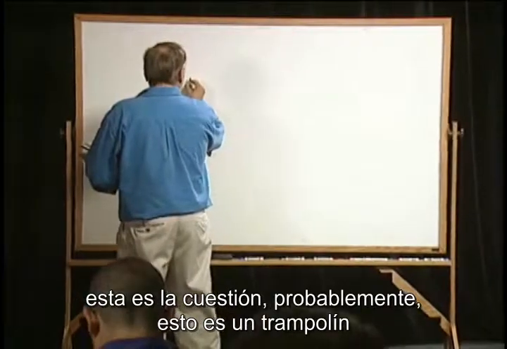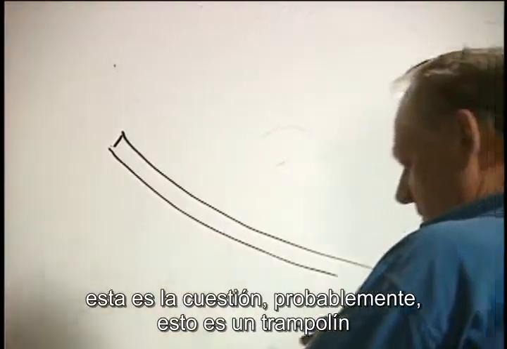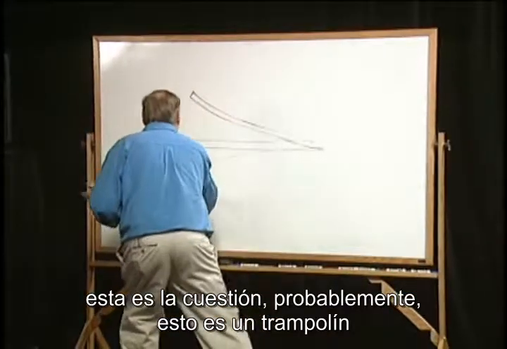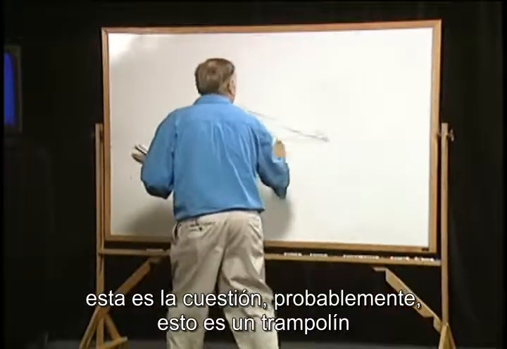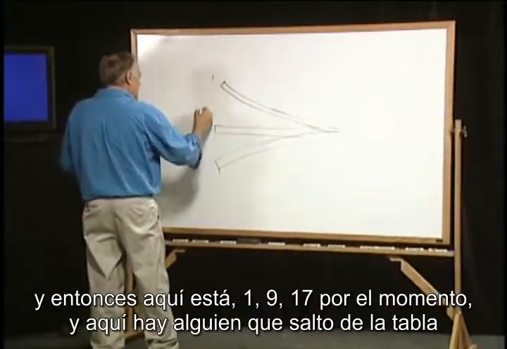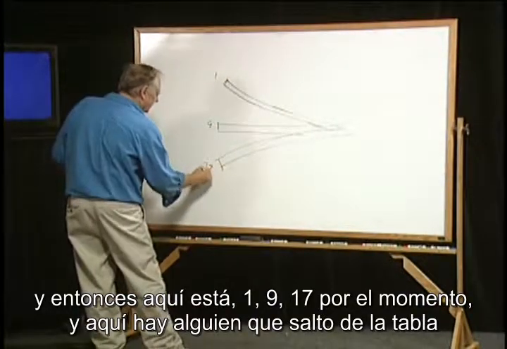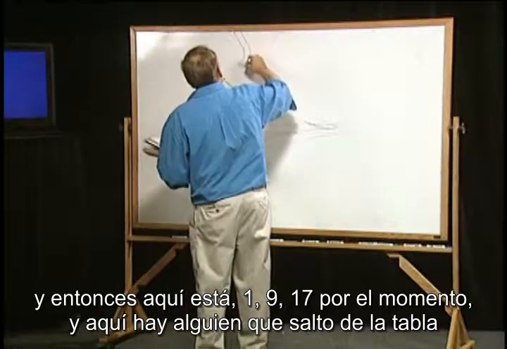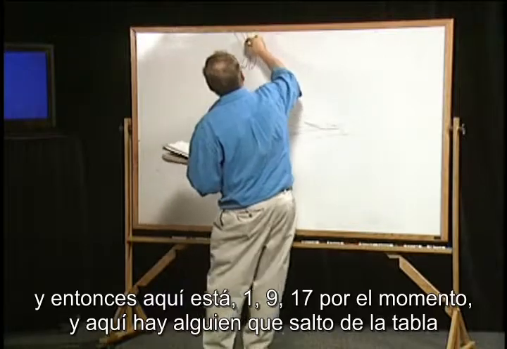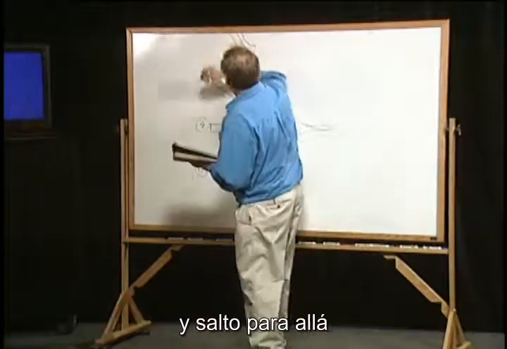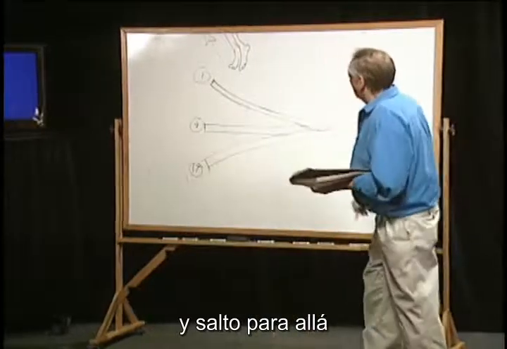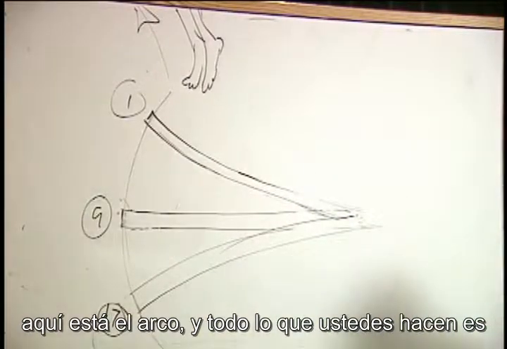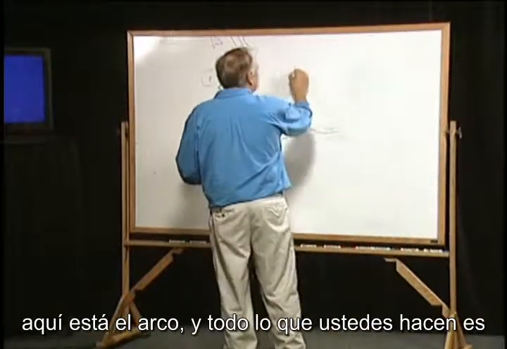This is the one you'll know, probably. This is a diving board, right? And that's 1, 9, 17, for sake of argument. And this is somebody who's just dived off the diving board, right? They've gone up there. And that's the arc. And all you do, the assistant can do all the work.